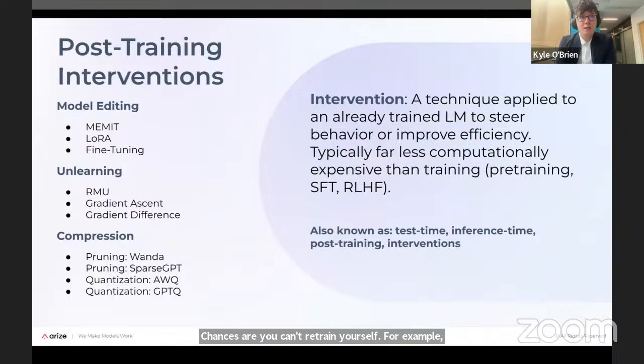So with this kind of universal problem, these post-training interventions are looking to solve them by making comparatively lightweight modifications to your model to address these different concerns. So some common techniques across the three different categories of interventions that we studied in this work is model editing.